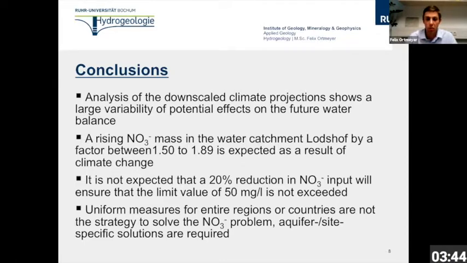And we expect that we can transfer these findings to other aquifers, maybe to the whole climate region. And finally, uniform measures for the entire region or countries are not the strategy to solve the nitrate problem. An aquifer or site-specific solution is required.